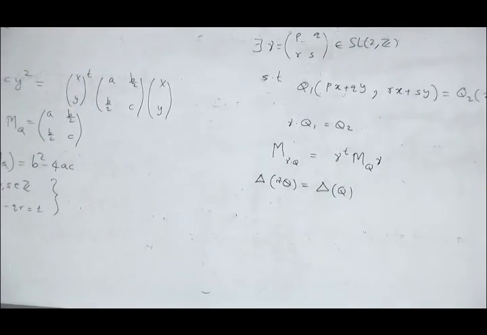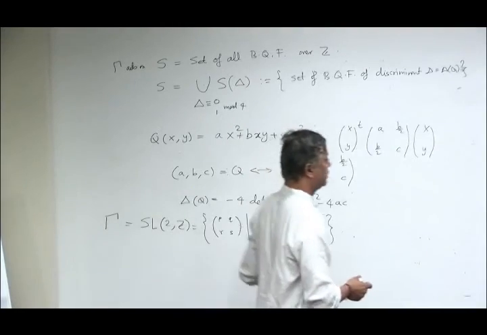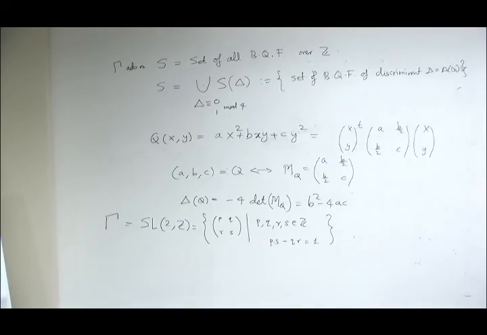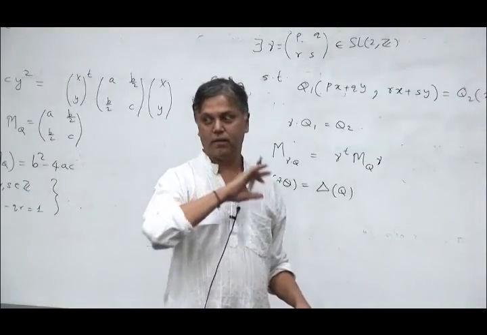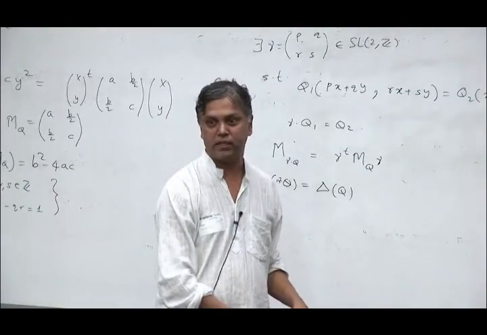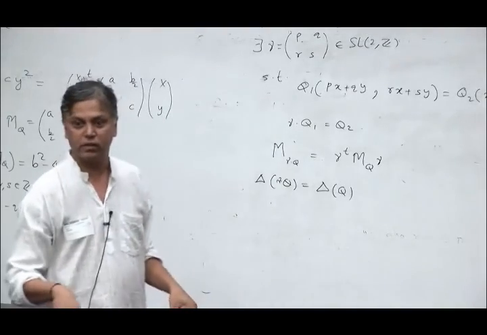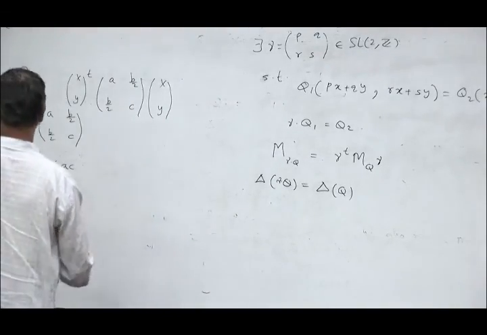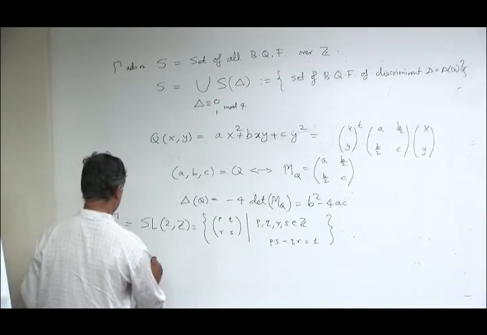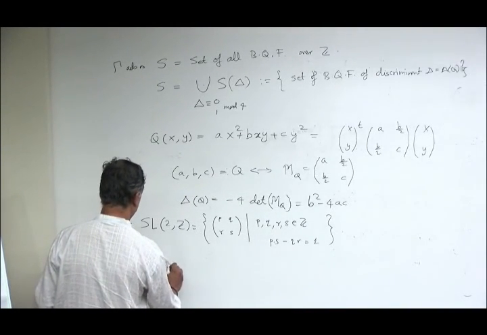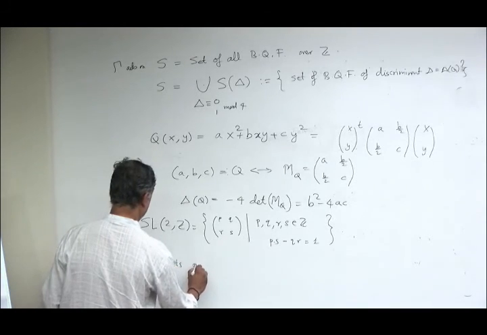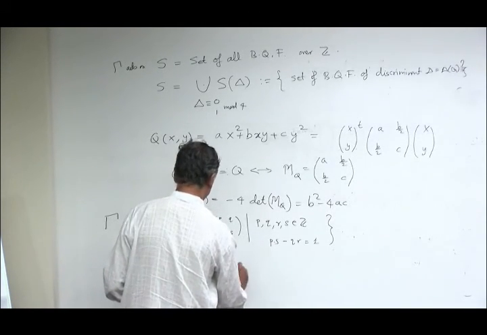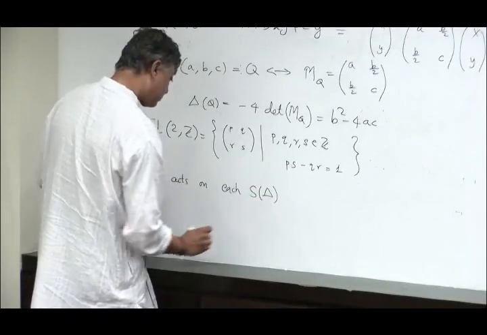What it means is that gamma acts on S, but not only that, gamma acts individually on each S delta. Right. So now we can concentrate on a particular delta. Gamma acts on that delta. Let gamma act, let it partition that S delta into its equivalence classes. So maybe that's a consequence. Gamma acts on each S delta.